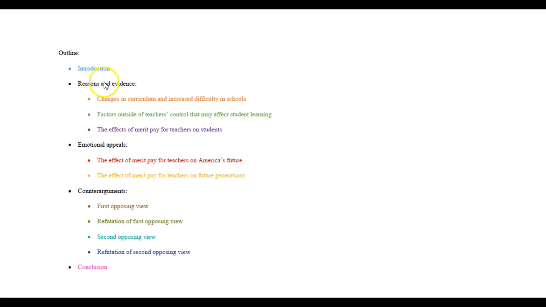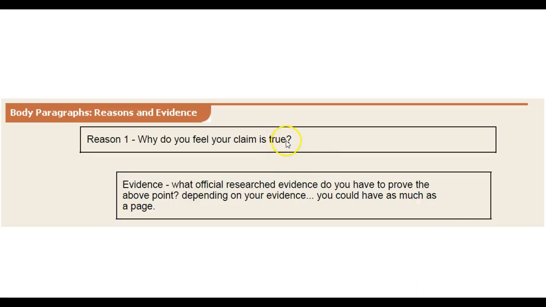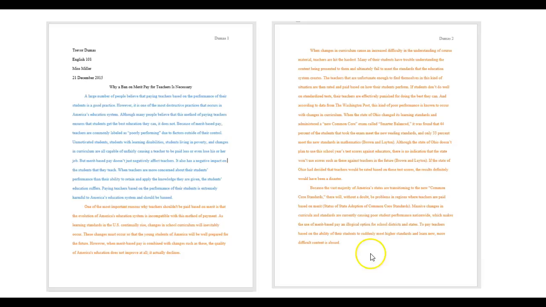Now we move on to the reasons and evidence, and each of these is color-coded. Remember, this is where you tell why you think you're right and back it up with research. Why you feel your claim is true, and what official researched evidence do you have to prove that point. Here's what this first one looks like. One of the most important reasons why teachers shouldn't be paid based on merit is that the evolution of America's education system is incompatible with this method of payment.